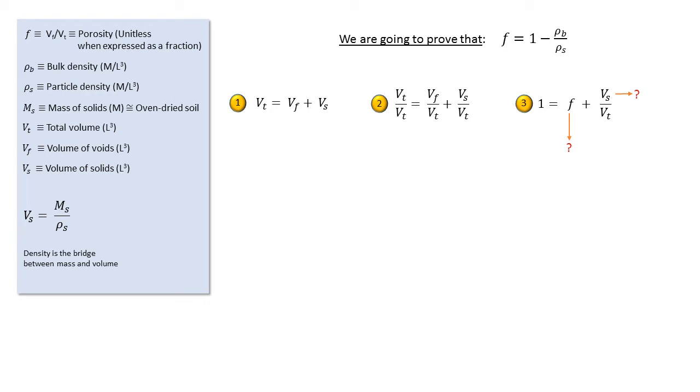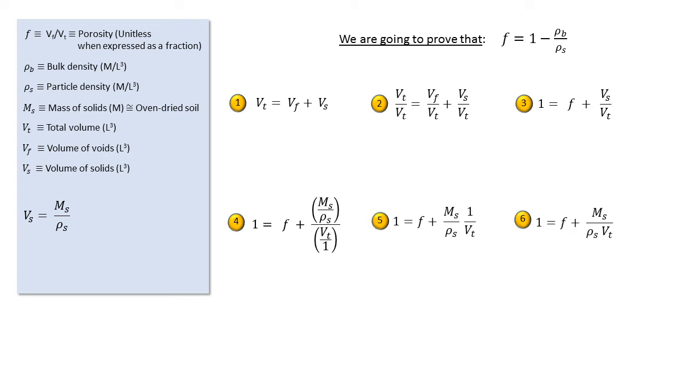Nicely, and I hope that you remember, density is the bridge between mass and volume. Therefore, we can express the volume of the solids as the mass of solids divided by the particle density. If we substitute this relationship into our expression, we get the following, and then if we simplify, we can have a much simpler expression.